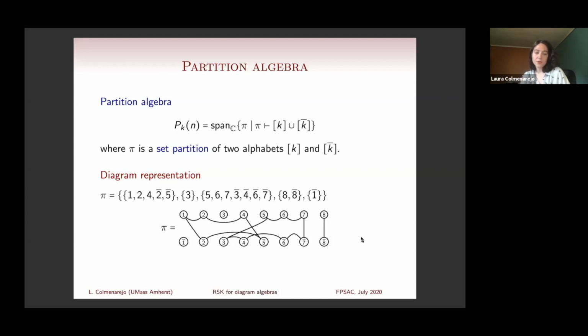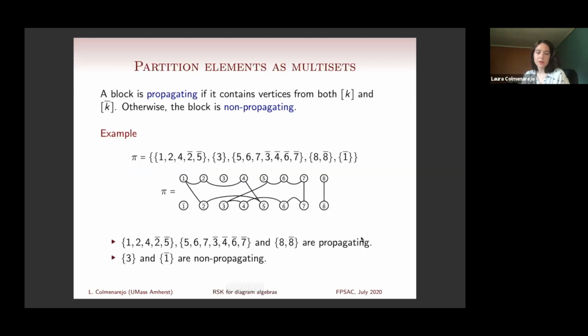So in order to describe an RSK algorithm, I'm going to look at these diagrams and split them into blocks. Let me introduce a couple of definitions. A block is going to be propagating if it contains vertices from both alphabets, that is, numbers and numbers with bars. And if it's not propagating, it's non-propagating. If we look at the example we have over here, 1, 2, 4, 2 bar, and 5 bar is one of the propagating blocks, while 3 and 1 bar are non-propagating.